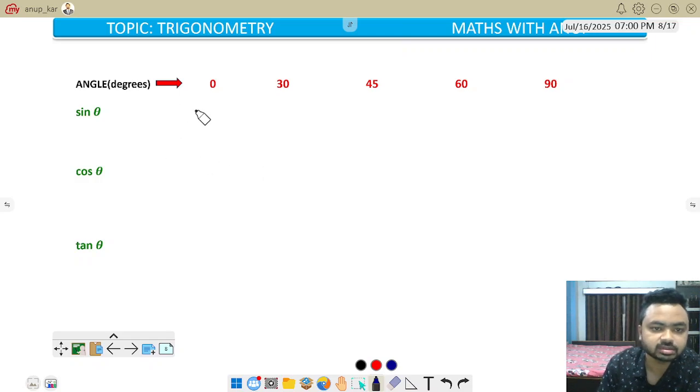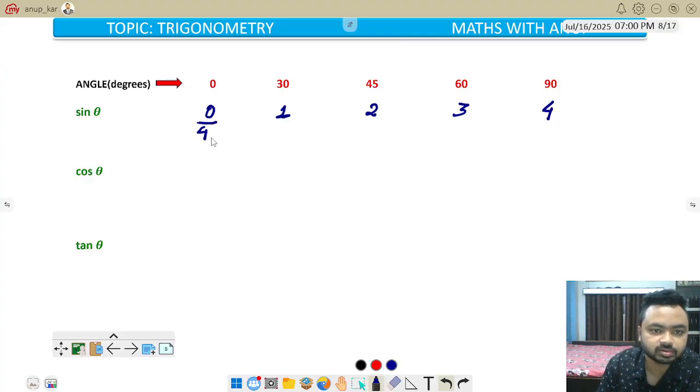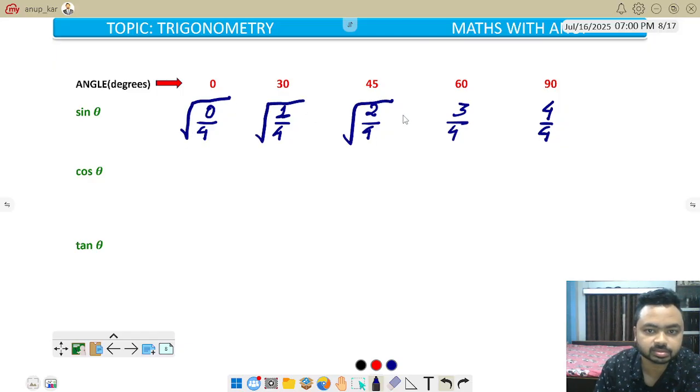It goes like this. First of all, it will start from 0. We will write it down as 0, 1, 2, 3 and 4. Then we divide each of them by 4, and then we take the under root of each one of them.